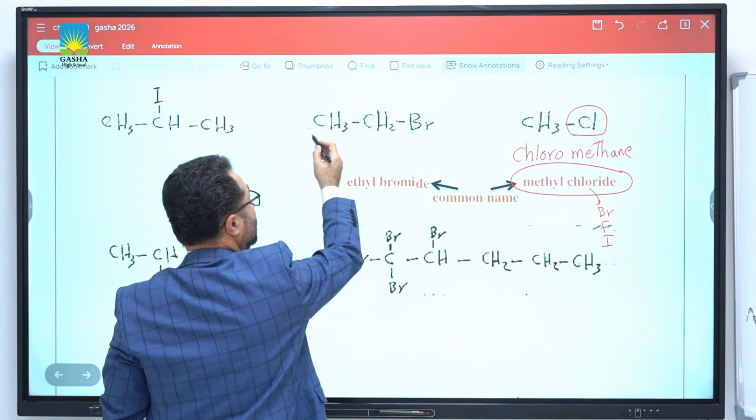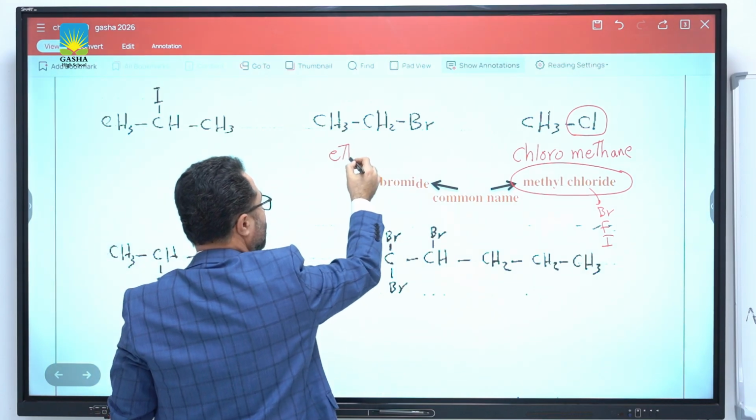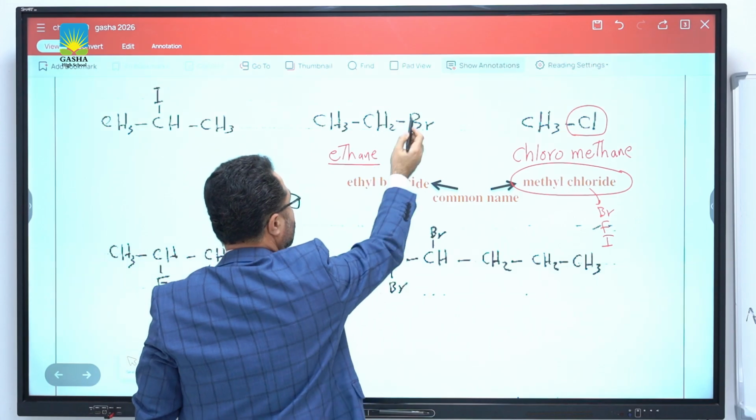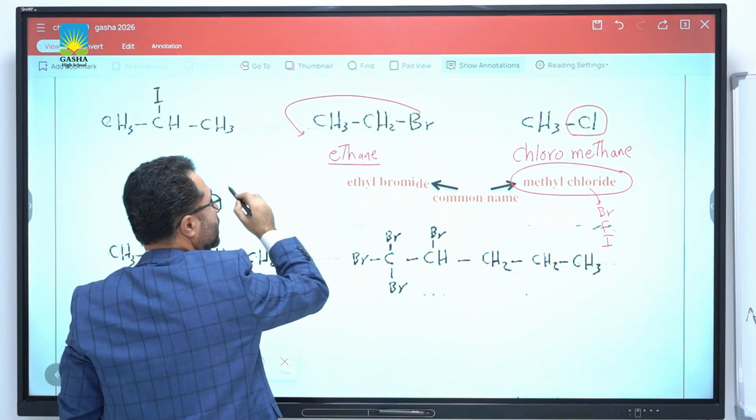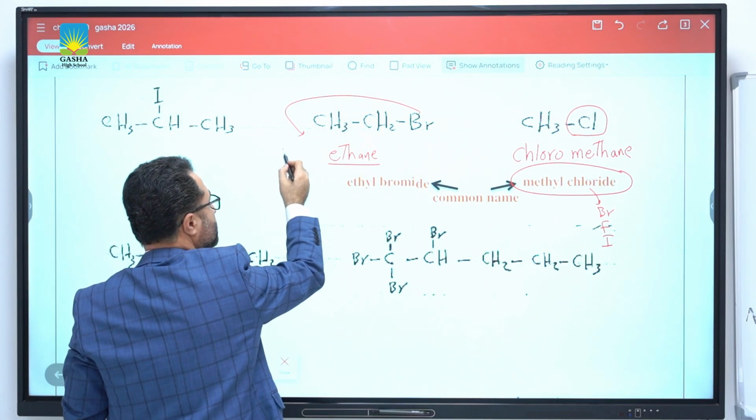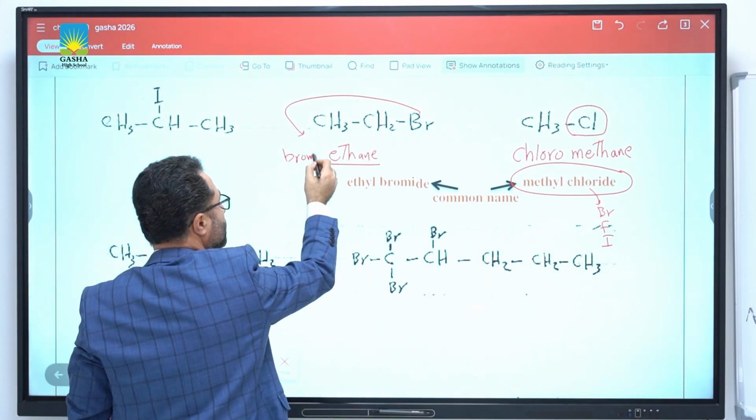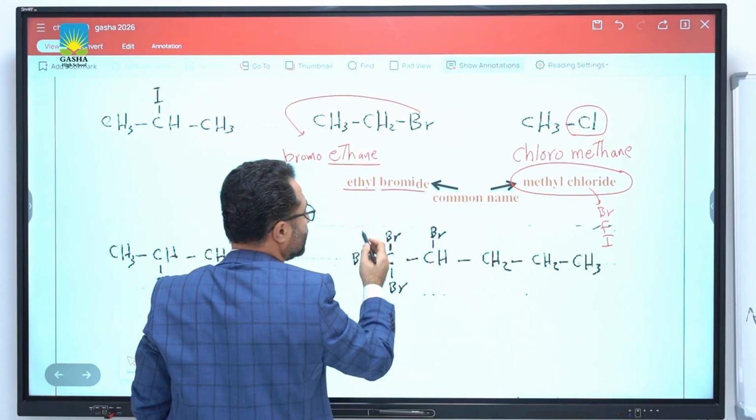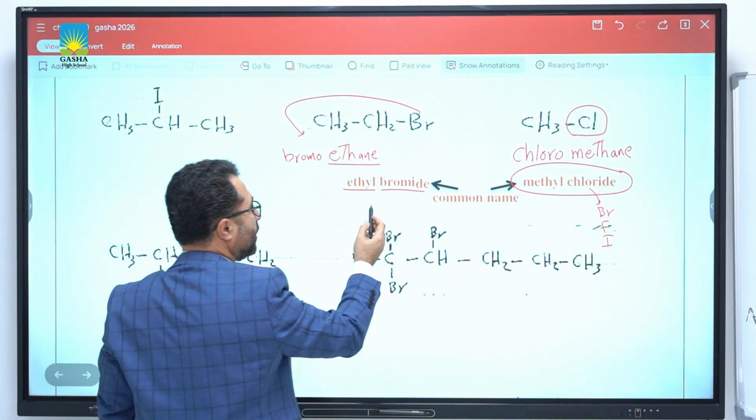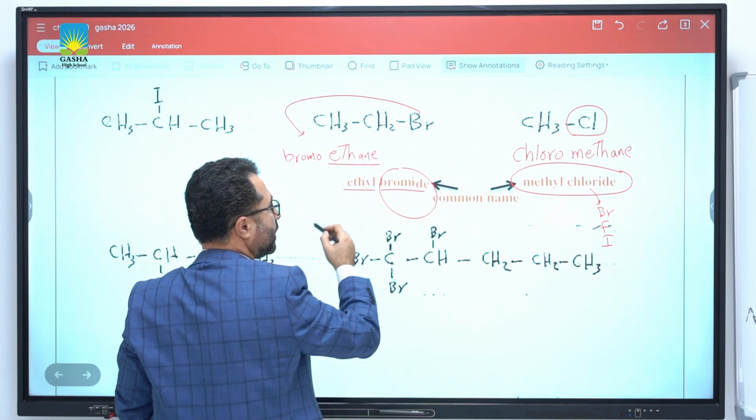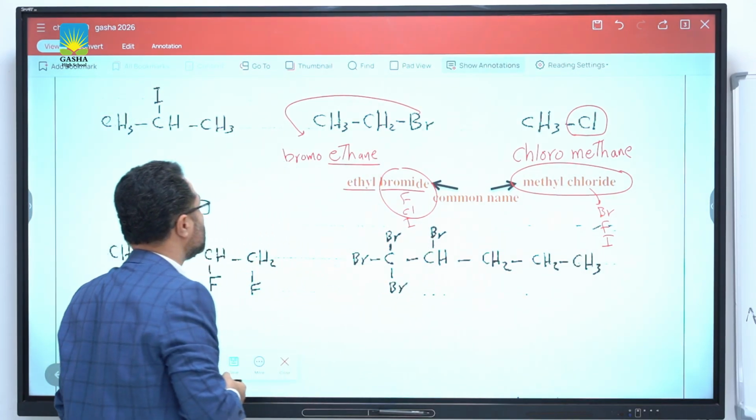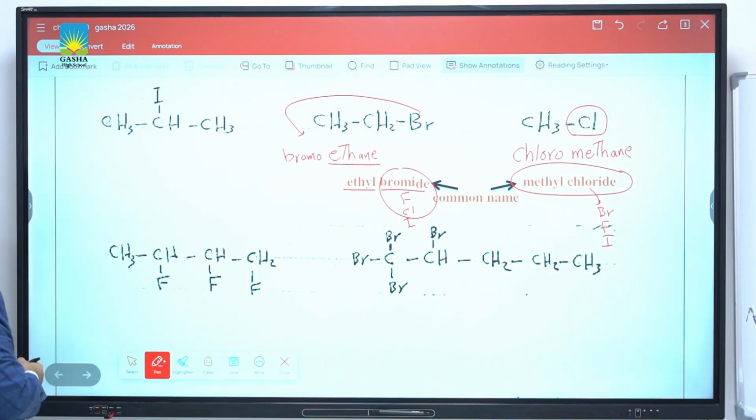The second one is ethane. So the parent is ethane. Before the name of the parent comes the name of the halogen, which is bromo. So it's bromoethane. The common name is ethyl bromide. Or we can replace the Br by another X: F, Cl, or I.